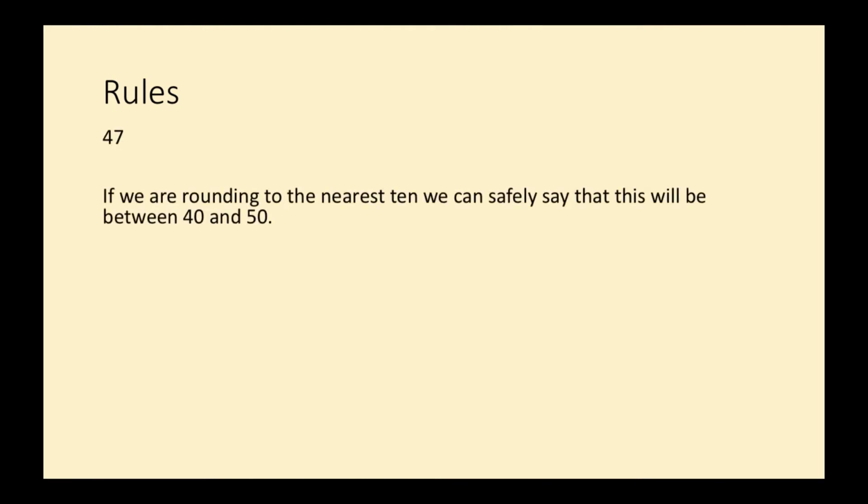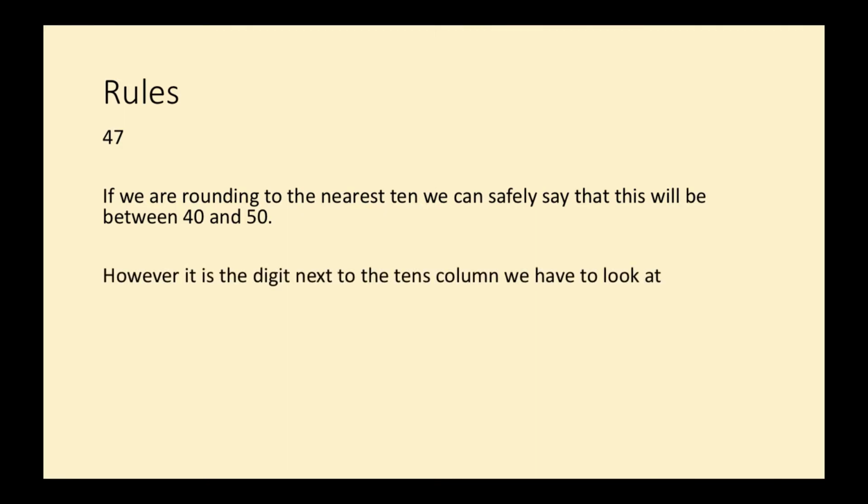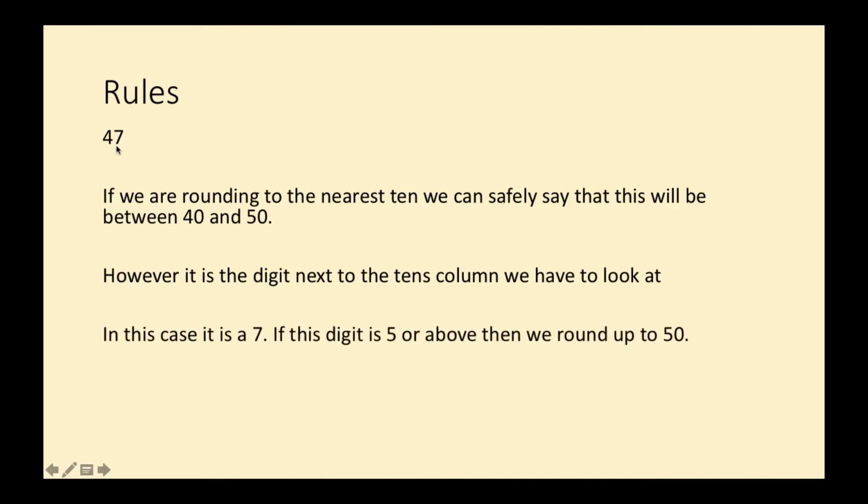47. If we are rounding to the nearest 10, we can safely say that this will be between 40 and 50, because they're tens. 10, 20, 30, 40, 50. However, it is the digit next to the tens column that we have to look at, the units column, to decide whether we round it to 40 or 50. In this case, it's a 7. If the digit is 5 or above, then we round up to 50. So if that units digit is 5 or above, it means we round it to the next 10 up, which would be 50. If the digit was 4 or below, we would round it down to 40.